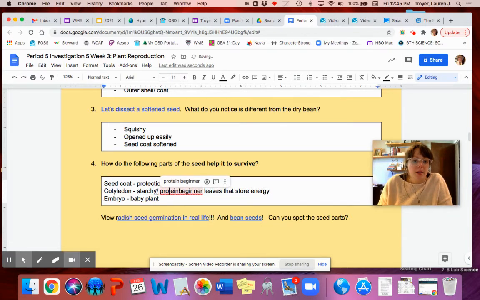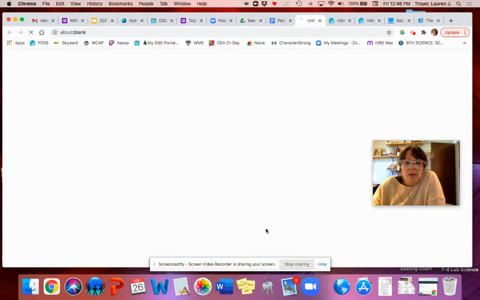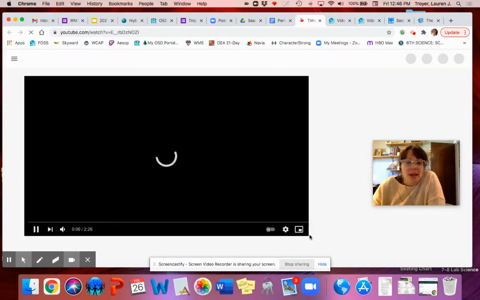And they turn into beginner leaves that store energy. We'll see that in this next video. The embryo is a baby plant, just like an embryo in a human would be a baby human. An embryo in a seed is a baby plant. So when you're eating your beans, think about that. You're eating little baby plants in there.